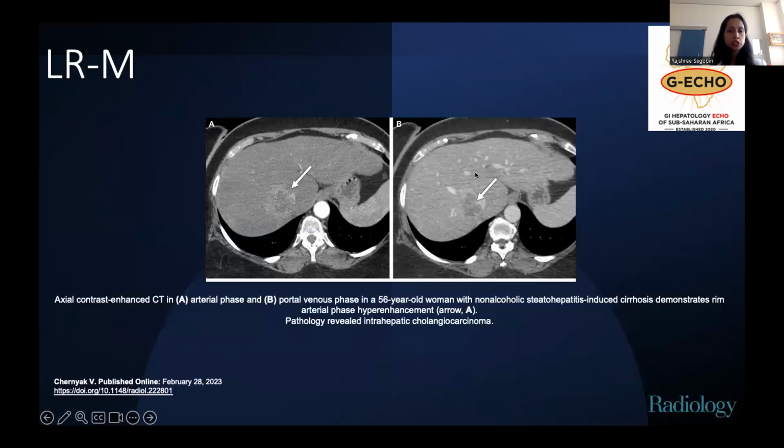So on these images, you can see there's rim enhancement of this lesion on the arterial phase study, which is not washing out on the portovenous phase. As opposed to a capsule, you can see the thickness of it. It's thicker, nodular and irregular than you would expect a capsule to be. And in this instance, this was rim enhancement in intrahepatic cholangiocarcinoma.